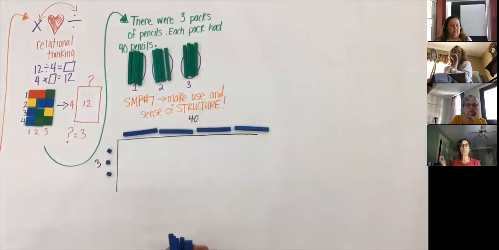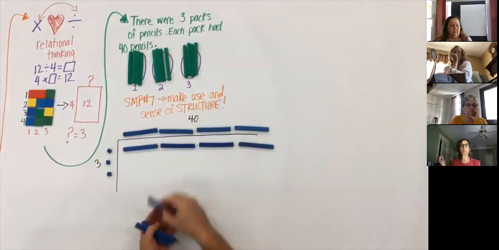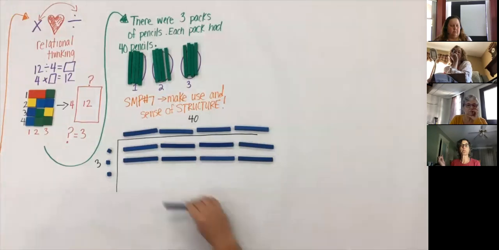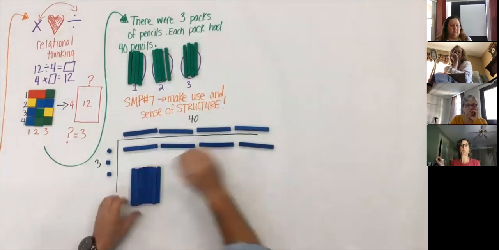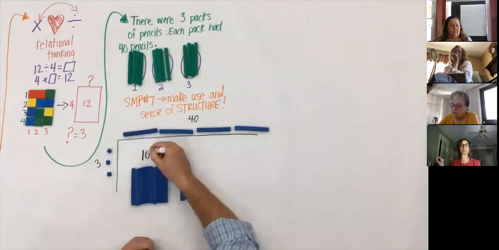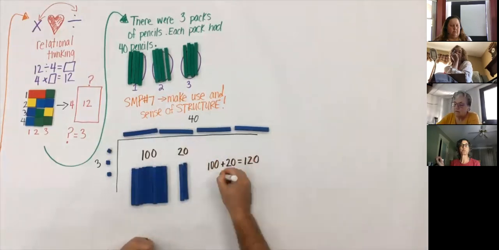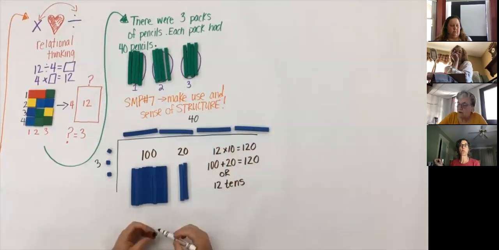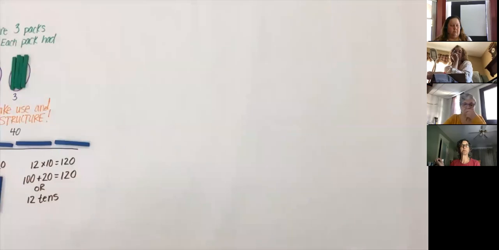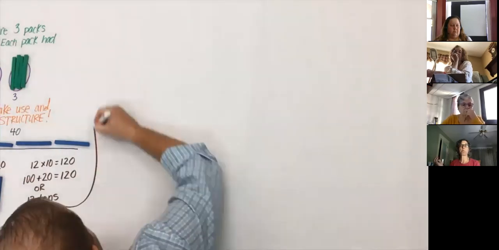Here we begin to create an area model for multiplication, very much like an array, just on a bigger scale with larger numbers. So 3 times 40, we take it, build it out of 10 rods. We have 10 tens, which is 100, plus 20 is 120. Or it could also be seen as 12 tens. Really big understanding for students.